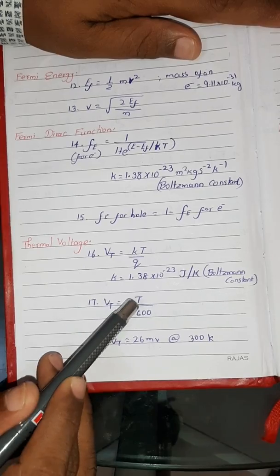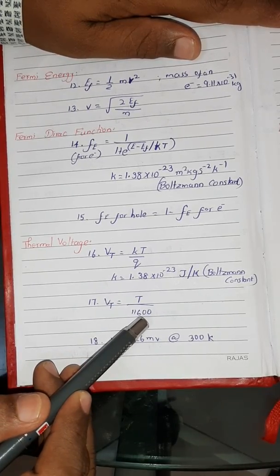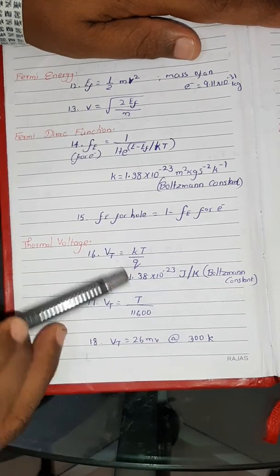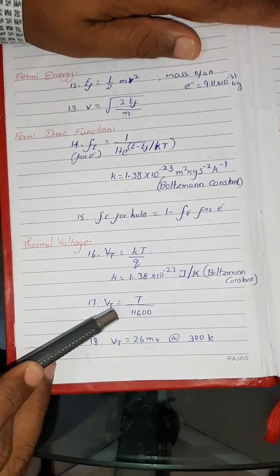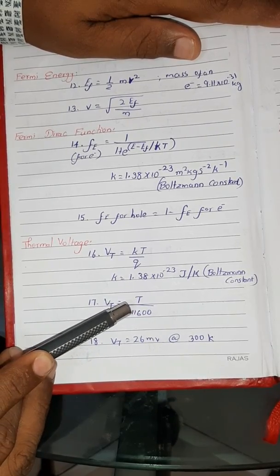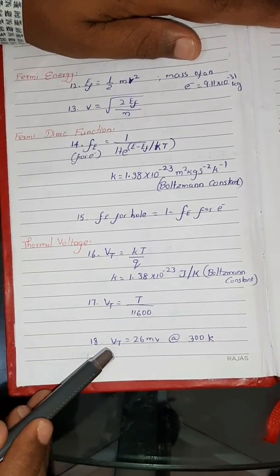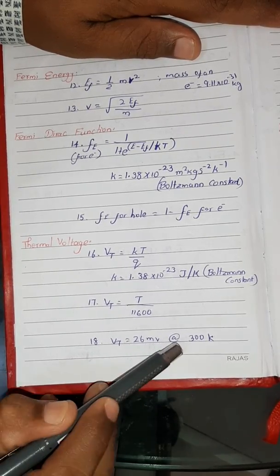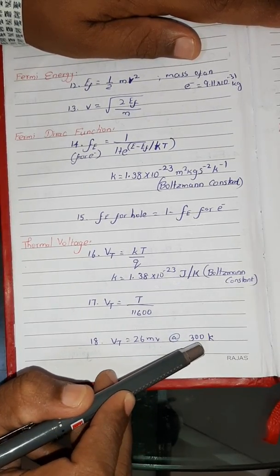Number 17, Vt is equal to T divided by 11,600. Okay, substituting the value of k, Boltzmann constant, and q, charge of an electron, we can write the formula as thermal voltage is equal to T divided by 11,600, and T is the temperature, at room temperature which is normally 300 Kelvin. Vt is equal to 26 millivolt. Okay, number 18, thermal voltage is equal to 26 millivolt at room temperature, which is 300 Kelvin or 27 degrees centigrade.